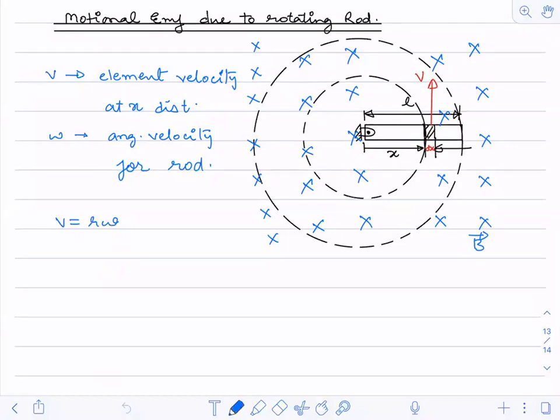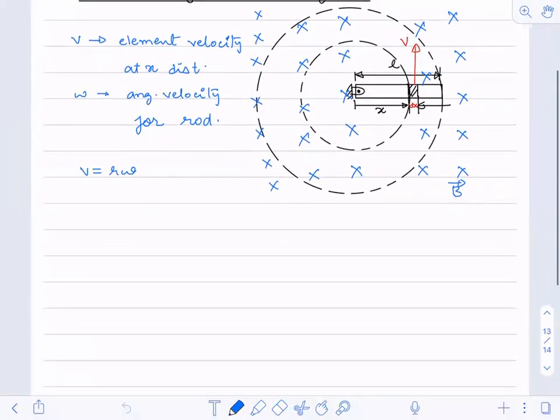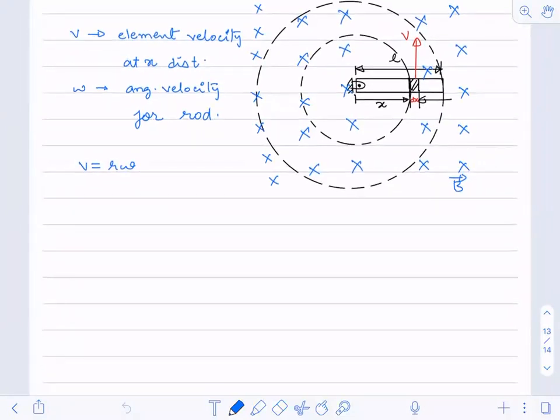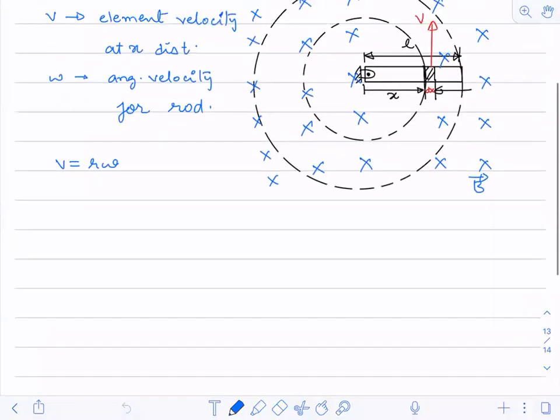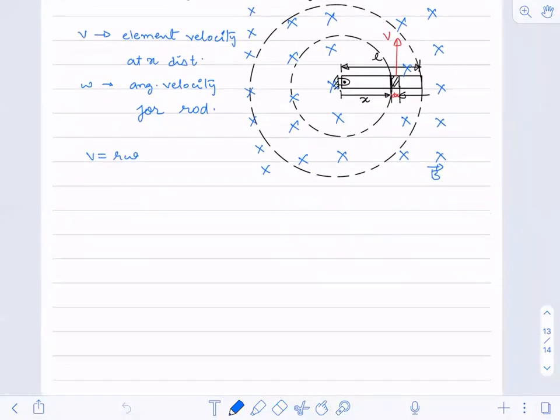Now what we have to do is calculate the motional EMF over here. Can anyone tell me what is the motional EMF induced due to that small portion? I guess the figure is clear to all of you. What I'm interested in calculating is the motional EMF due to that small element. Once again, you can see the figure.